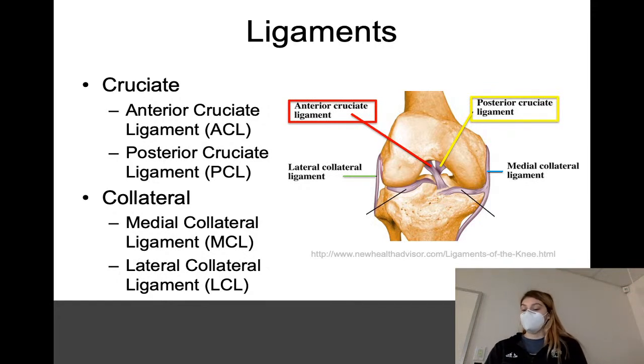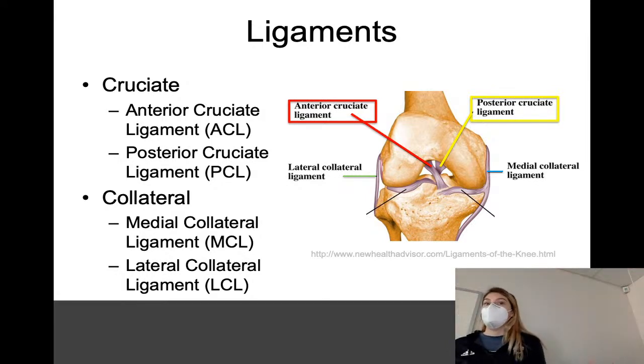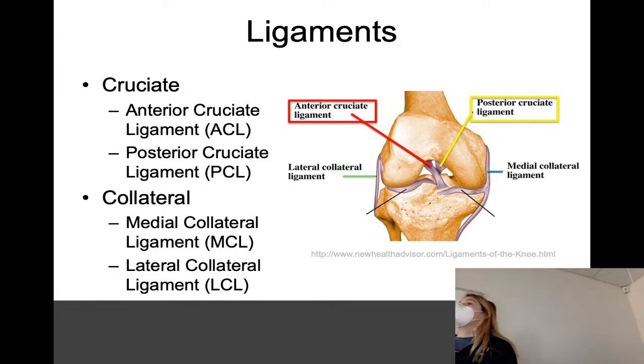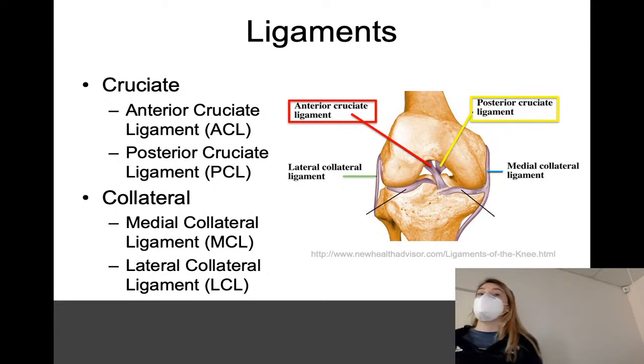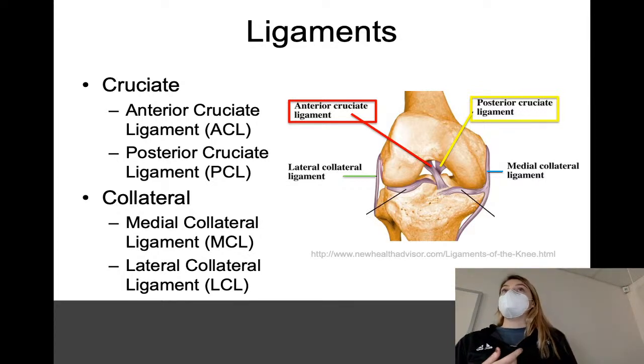So ligaments you've probably heard of. So we will have, well, there's more, but four main ligaments in our knee. I'm sure you've heard of them. ACL, PCL, MCL, LCL. Now, there are two types of ligaments in the knee. Cruciate ligaments and collateral ligaments. Cruciate means cross. So these ligaments would cross each other. So of the cruciate ligaments, we're going to have the anterior cruciate ligament, the ACL, and the posterior cruciate ligament, the PCL.